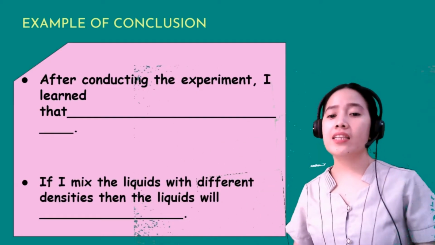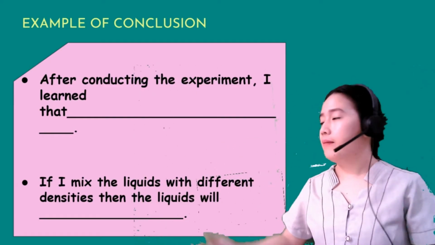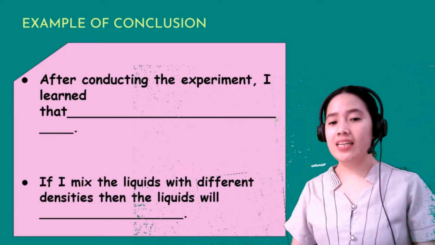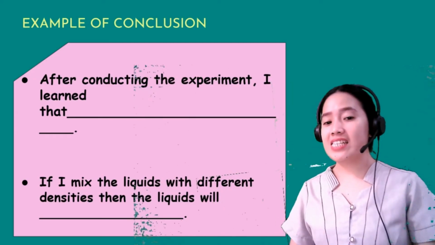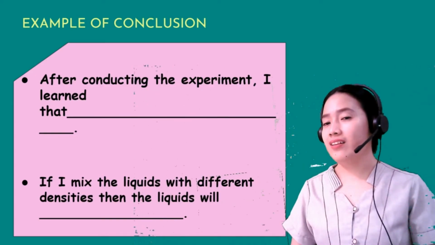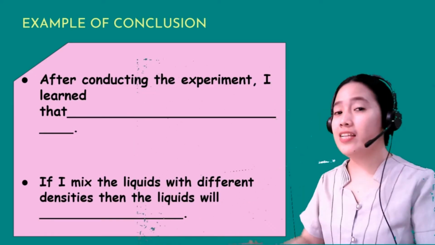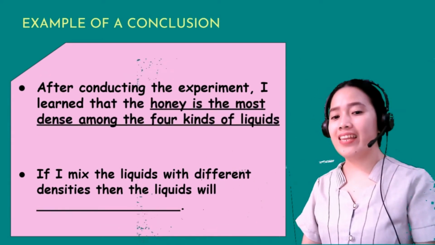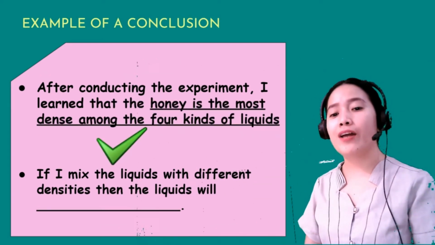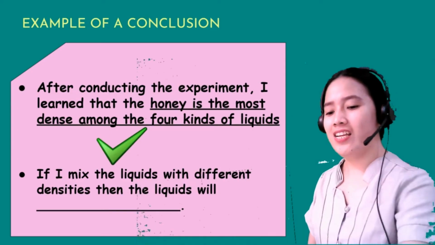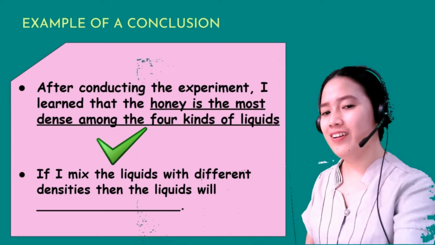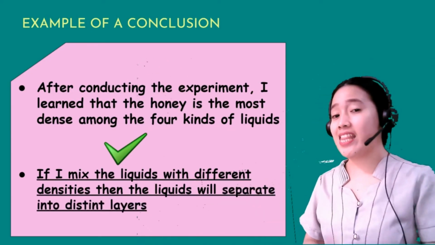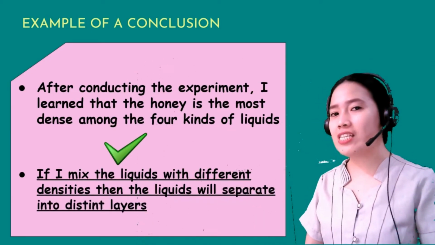So after conducting the experiment, I learned that blank. Can you try it? The second bullet, if I mix the liquids with different densities, then the liquids will blank. Let's have the conclusion. After conducting the experiment, I learned that the honey is the most dense among the 4 kinds of liquids. Do we have the same answer? Very good. If I mix the liquids with different densities, then the liquids will separate into distinct layers.